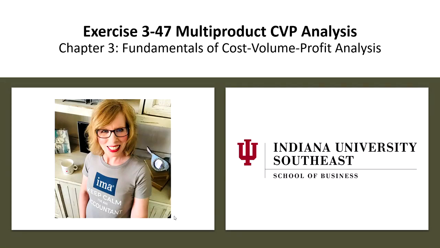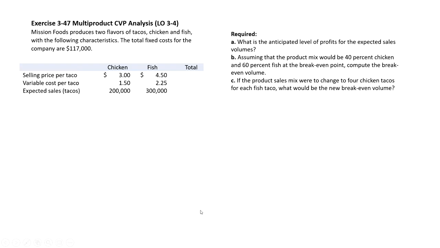I'm going to demonstrate multi-product CVP analysis through exercise 347. I'm going to go ahead and work through this whole problem because I tend to find this is a tricky area for most students. For this company, they are selling two different types of taco, chicken and fish. Total fixed cost for the company is $117,000. They individually give us the per unit selling price and variable cost separately for chicken and fish. They also give us the expectation of what the sales are going to be in the upcoming period.